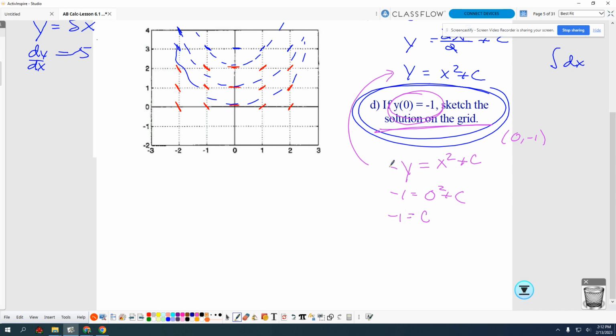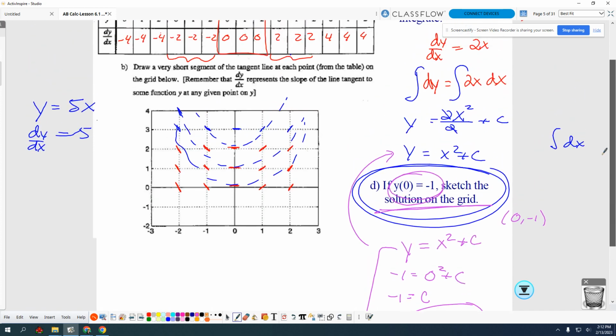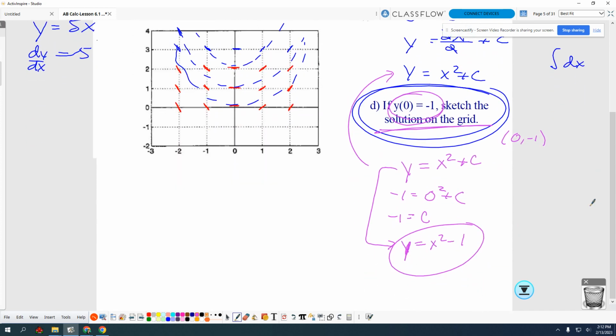C equals negative 1, so the particular or specific solution that has the slope of 2x and goes through this coordinate is going to be this one solution. Like that. So a slope field is kind of ripples on the water of all the plus c solutions to a particular slope. All right, can you guys try creating the slope field for the second page?